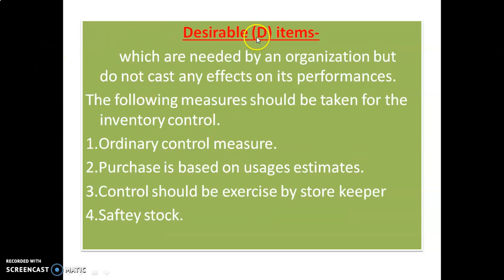And the last point in weight analysis is desirable items, which are needed by an organization but do not have any effect on its performance. The following measures should be taken for inventory control. There are four points. First is ordinary control measures. Second is that purchase is based on usage estimate. Third is that control should be exercised by a storekeeper. And fourth point is safety stock.